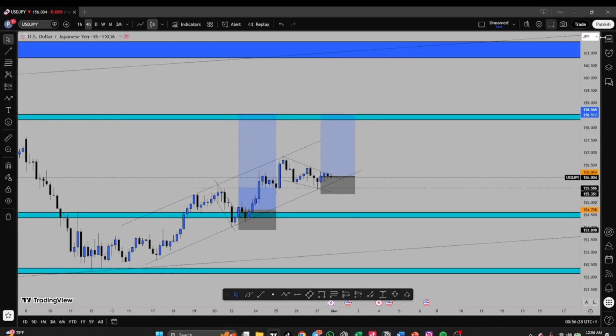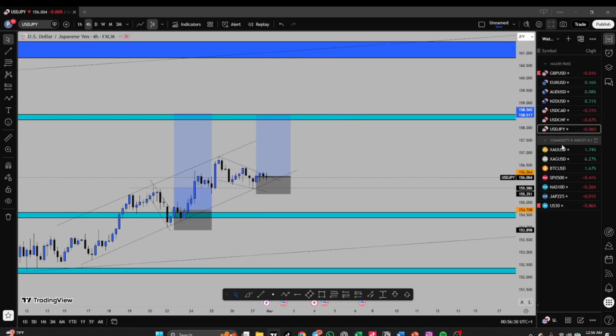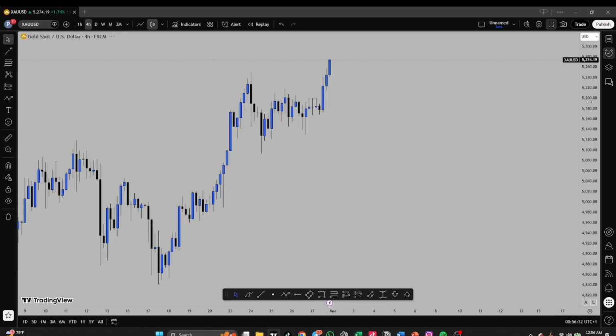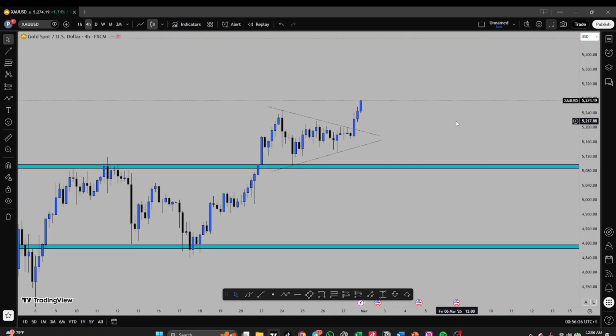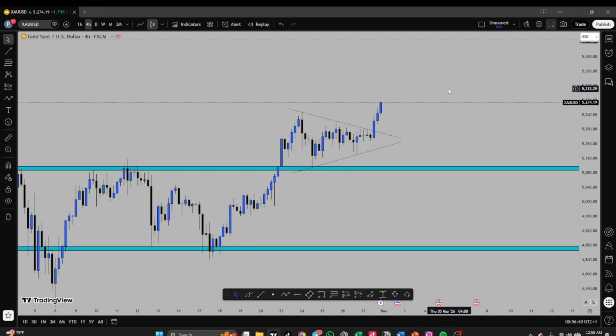So that is that on the major currency pairs. And now let's move to gold. A lot of people love to trade gold. I love to trade gold too, only when it's moving clearer. Now gold has started to move clear. You see, something is happening currently.